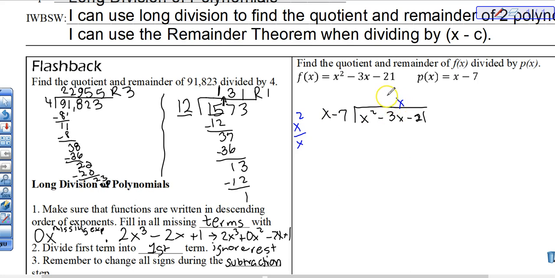Now here's what you do. That was divide. Now we multiply, and you have to distribute because you're multiplying x times a binomial. So x times x is x squared, and x times negative 7 is negative 7x. So we divided, we multiplied. What's the next step? Subtract.